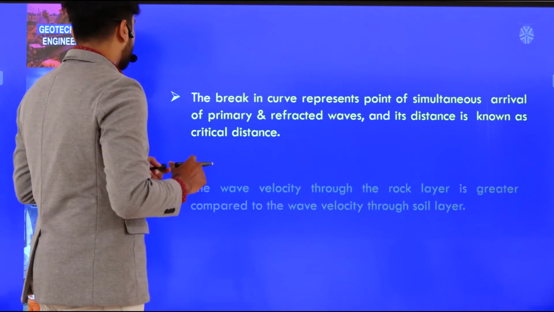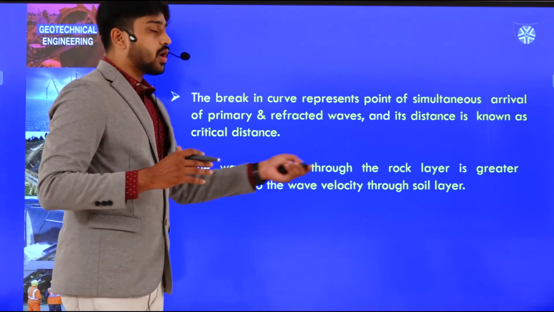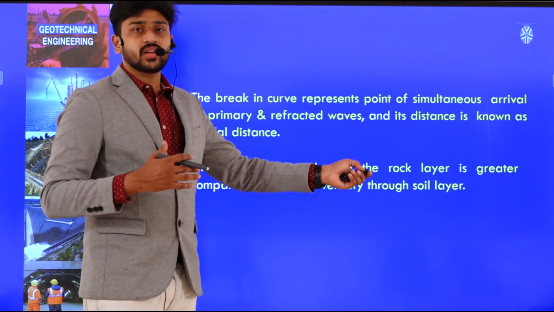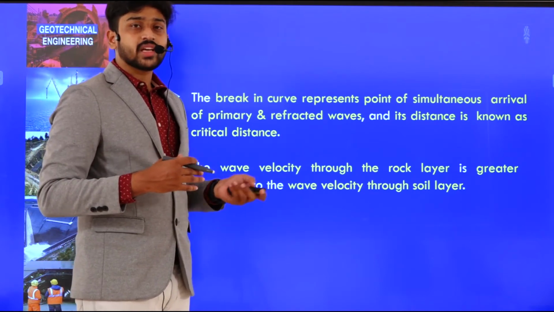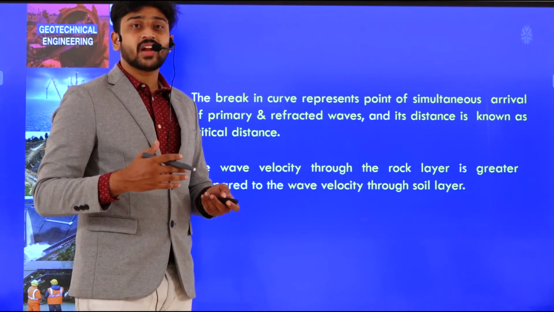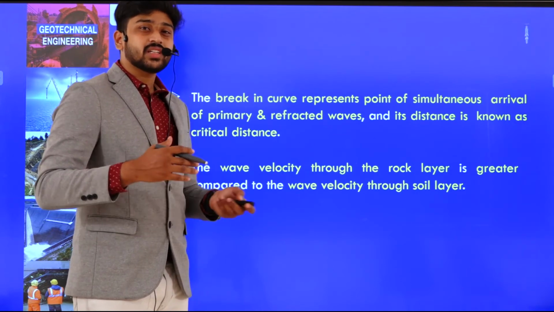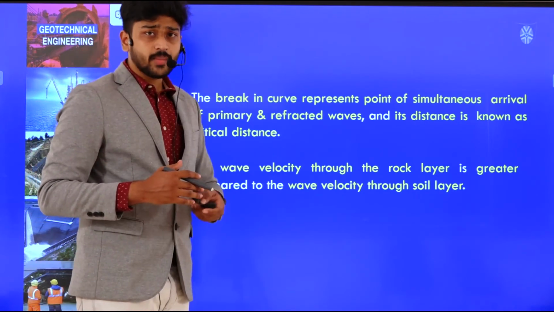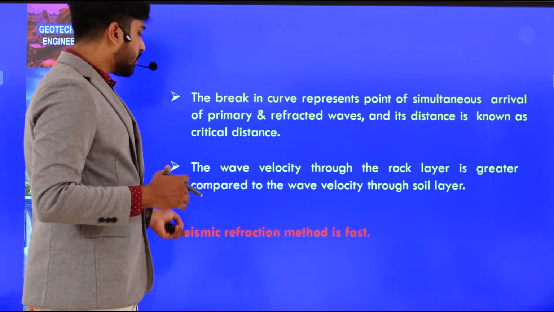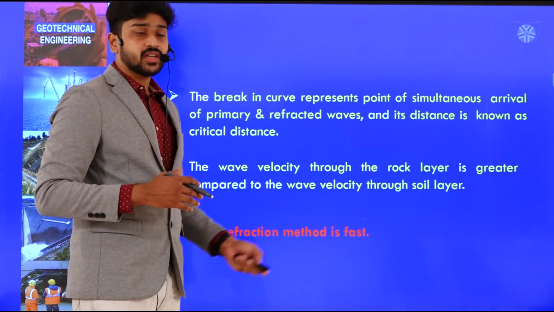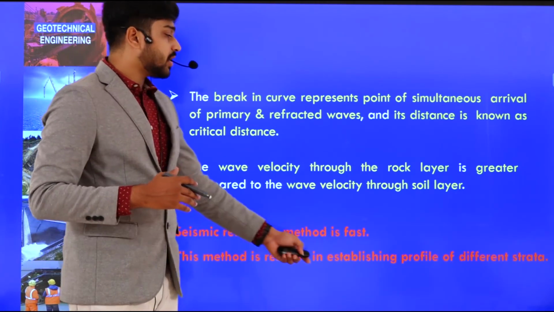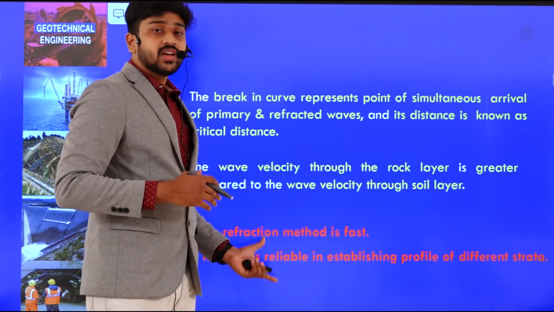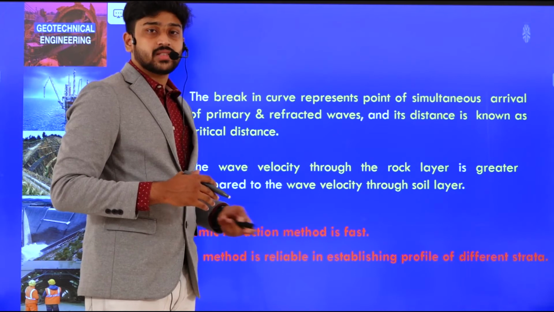Clear? Now, the wave velocity through the rock layer is generally greater than the wave velocity through the soil layer, as we have understood from the previous slides. In rock, the velocity is generally 1500 to 3000 meters per second, but in soil it is 150 to 300 meters per second, so it is much greater compared to the wave velocity in soil. Furthermore, this seismic refraction method is the quickest method, that is why it is very fast, and it is reliable in establishing the profile of the different strata, since, as we have seen here, we can understand the profiles of different layers using this method.